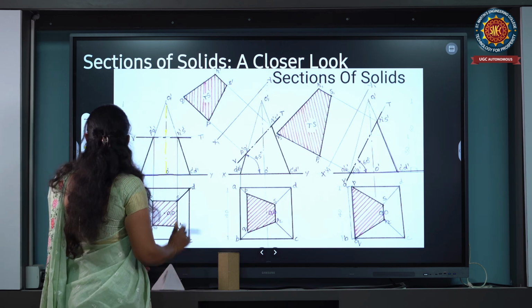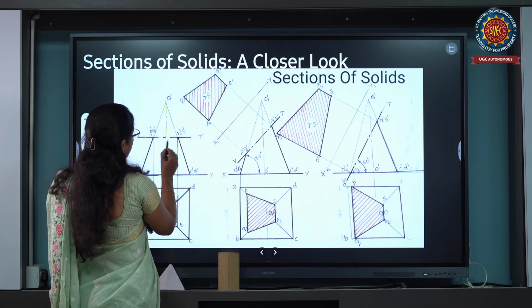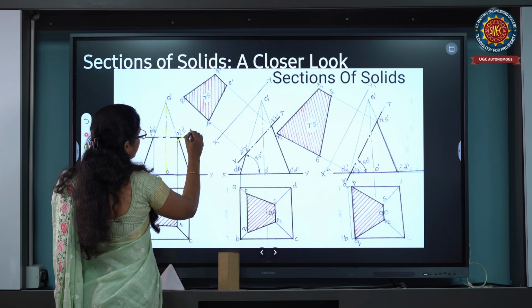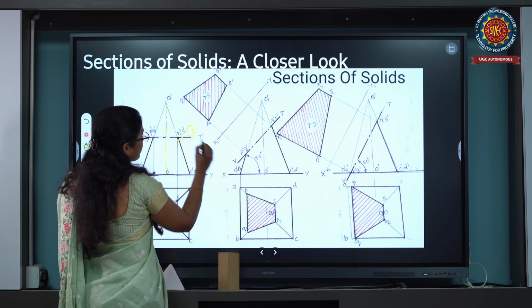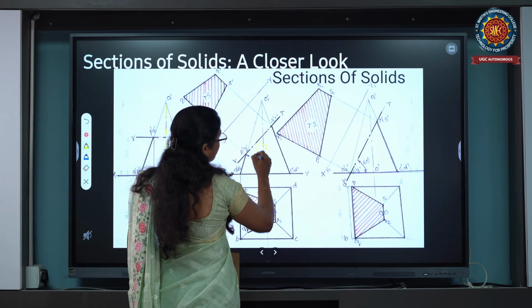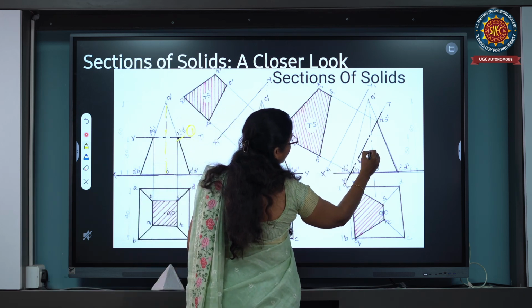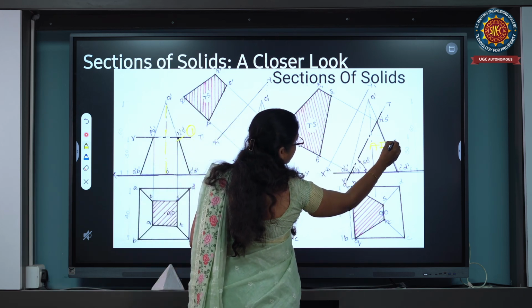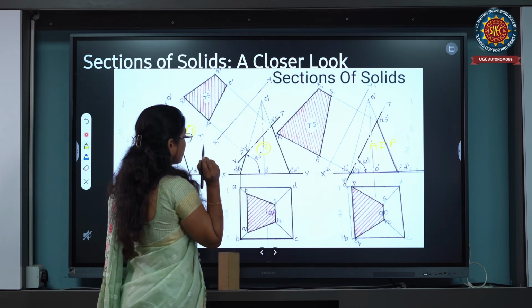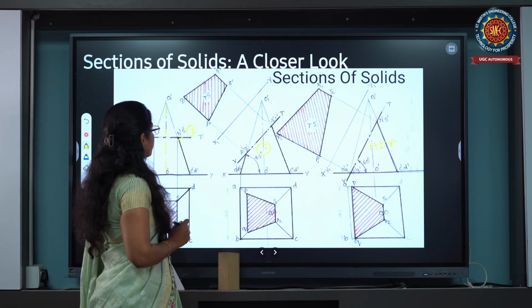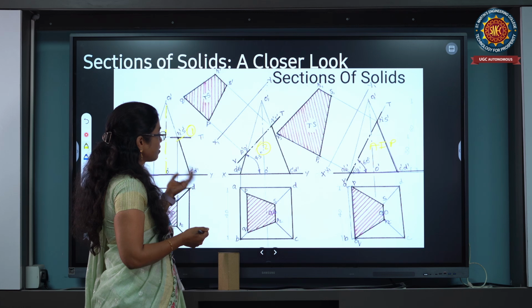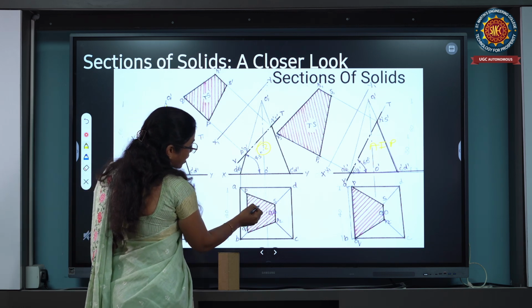Okay, then here we are using section planes. The first one is parallel to HP, this one is an auxiliary inclined plane, this one is also an auxiliary inclined plane, this one is also an auxiliary inclined plane. We are using these section planes to show the internal details. This one is called a cut surface.